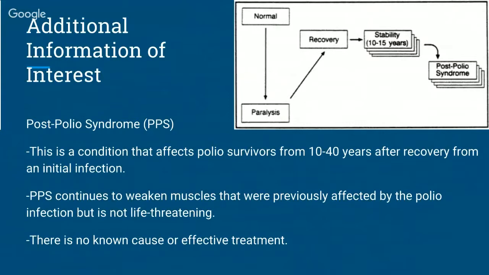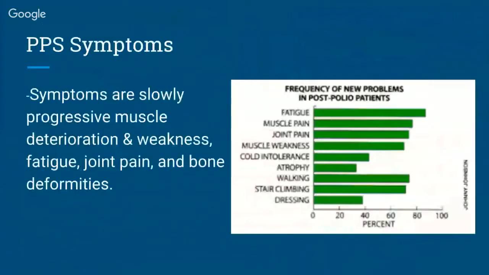With any additional information of interest, something I found when I was researching polio was post-polio syndrome, or PPS for short. This happens well after polio has run its course, and PPS will continue to weaken the muscles previously affected by the polio infection, but it is not considered life-threatening. Unfortunately, little is known about the cause of this, and there is very little treatment that can be done for it. So, PPS symptoms. There are many symptoms associated with PPS, and they consist of slow progressive muscle deterioration and weakness, fatigue, joint pain, and bone deformities. On the right is a graph of what percentage of patients have the specific symptoms associated with PPS.